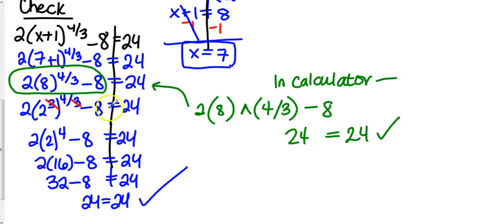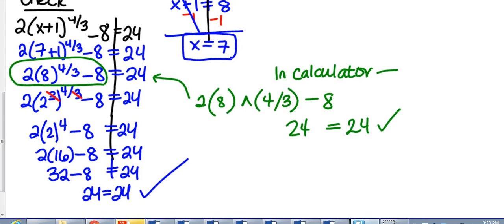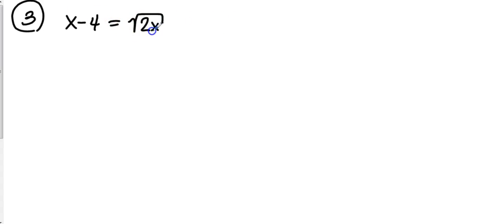We need to use our math skills. All right, that's the second one. One more, and we are done. Let's see. Number 3. x minus 4 equals square root 2x.